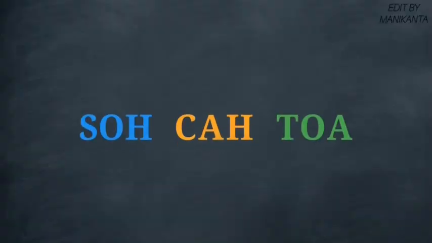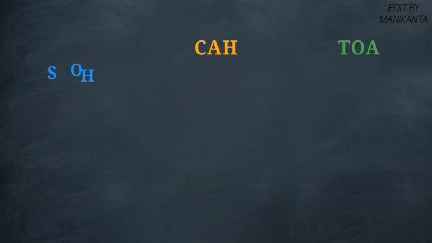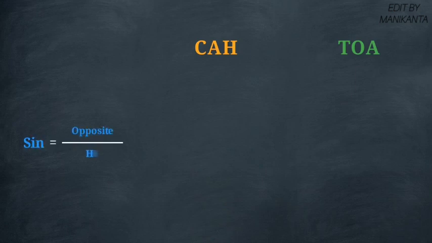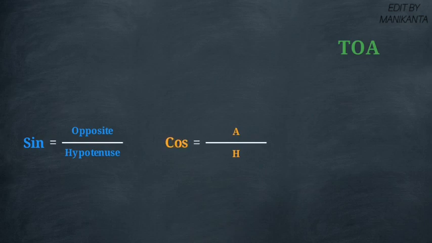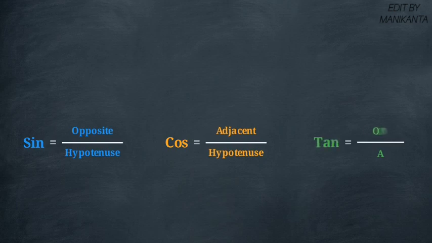To remember how to organize these sides, we use a 9-letter memory trick, SOH CAH TOA. Let's break that sequence down. The first part, SOH, tells us that sine is calculated by dividing the opposite side by the hypotenuse. Next is CAH. This means cosine is calculated by dividing the adjacent side by the hypotenuse. Finally, TOA shows us that tangent is calculated by dividing the opposite side by the adjacent side.